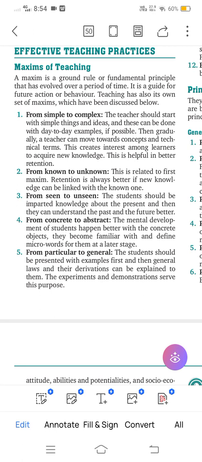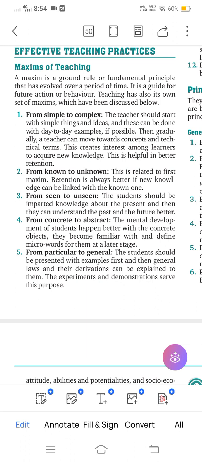Maxims of teaching: from simple to complex. A teacher should start with simple things and ideas, and this can be done with day to day examples if possible. Then, gradually, a teacher can move towards concepts and teach technical terms. This creates interest among learners to acquire new knowledge.